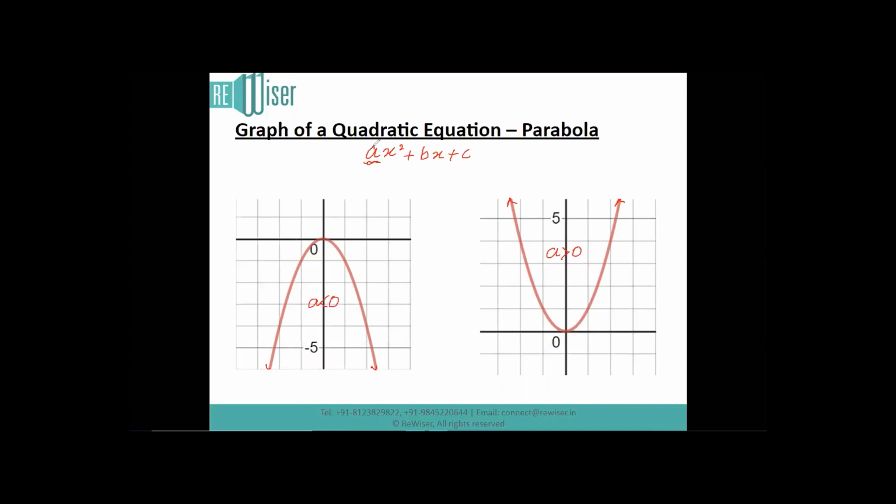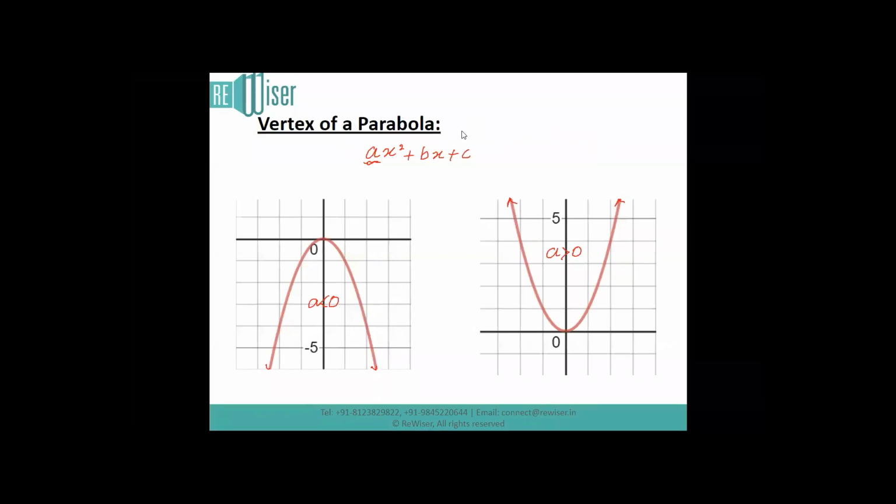Now, if I talk about the vertex form of a parabola, it looks like a into x minus h whole square plus k. So this is the vertex form of your parabola.